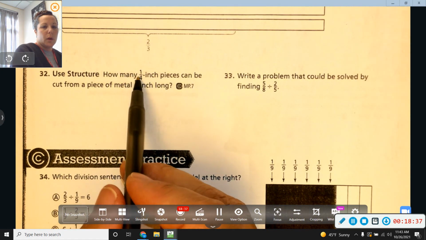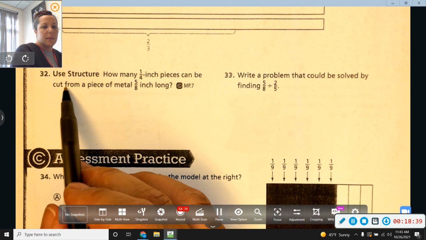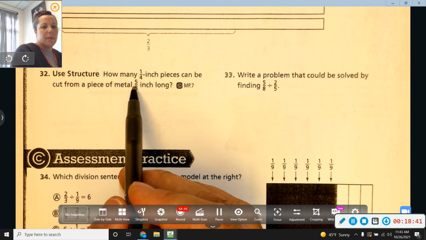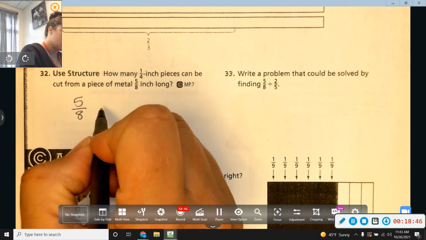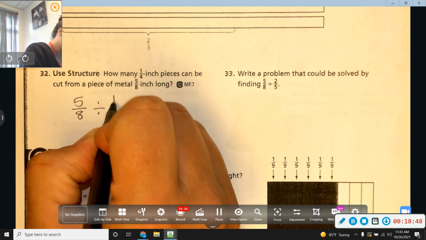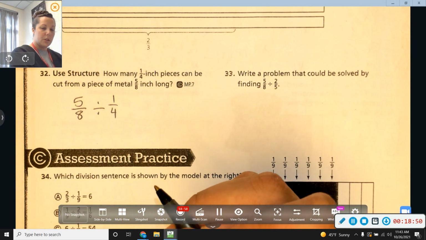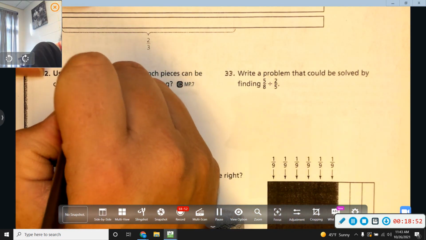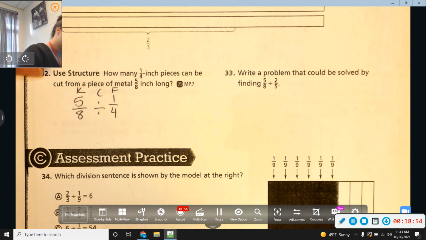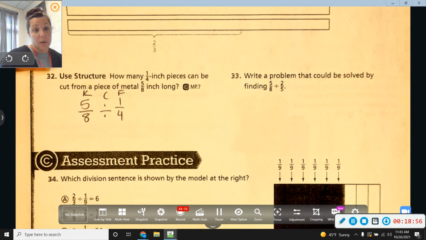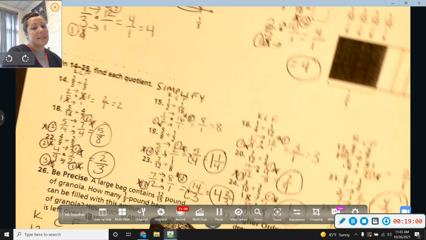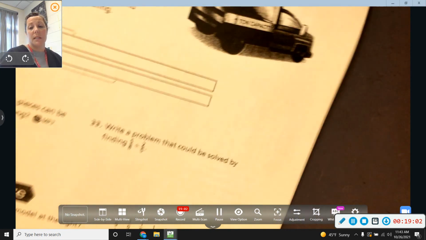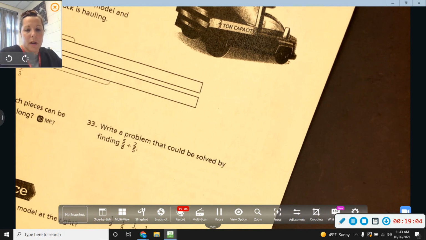How many 1/4 inch pieces can be cut from a piece of metal 5/8 inch long? So if we have a piece of metal 5/8 inches, and I need to divide them into 1/4 inch pieces, what do you get? Keep, change, flip. Try those, okay? If you need help, go back and look at the front and see how I did it. Use the same process. All right, hope this helps.